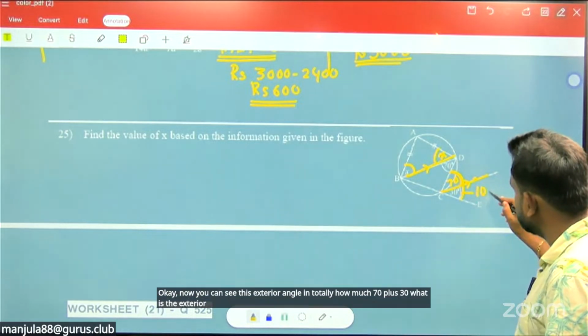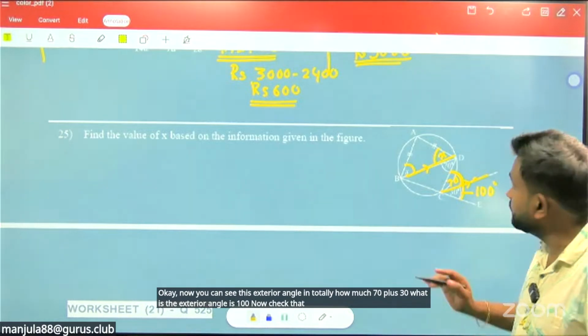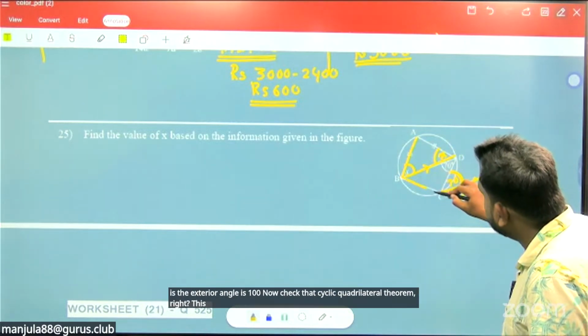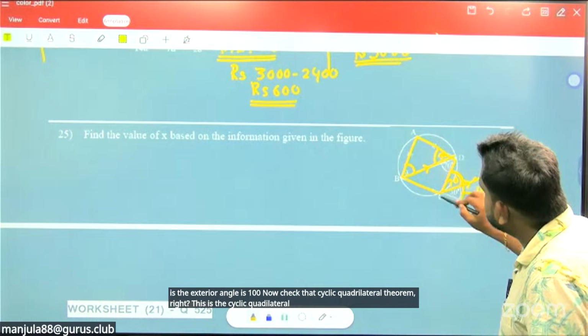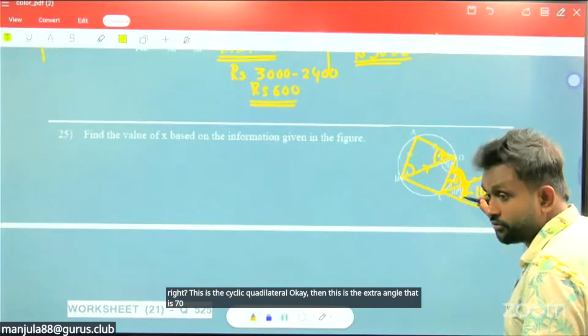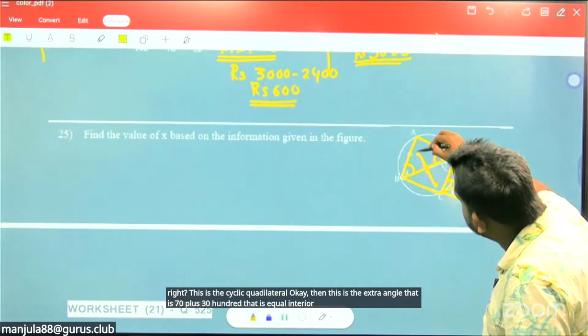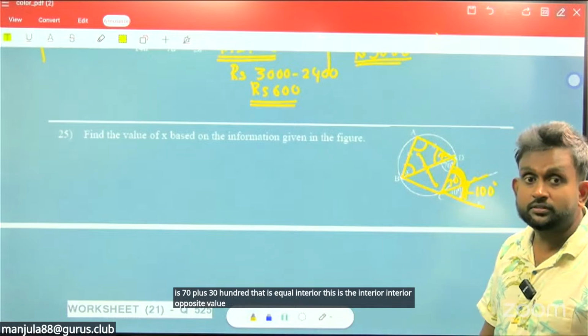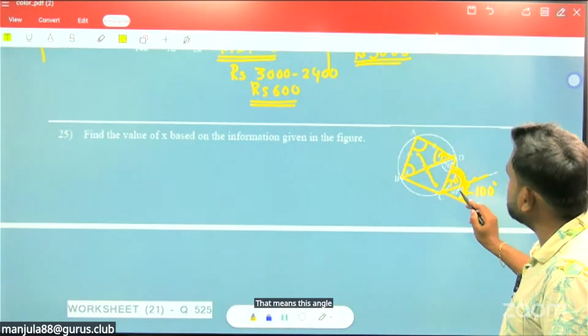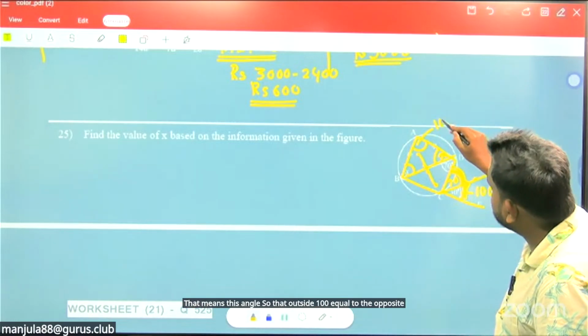What is the exterior angle? It is 100. Now check the cyclic quadrilateral theorem. This is the cyclic quadrilateral. This is the exterior angle, that is 70 plus 30, 100. That is equal to the interior opposite angle. So the outside 100 equals the interior opposite, which means this angle is 100.